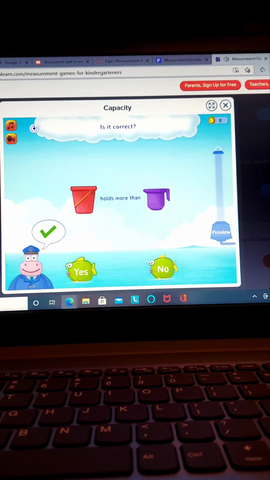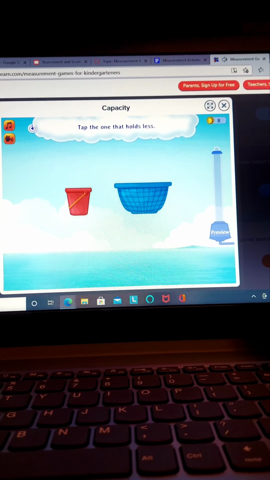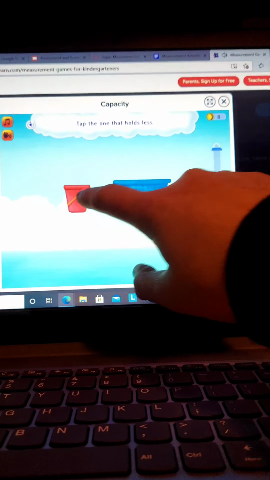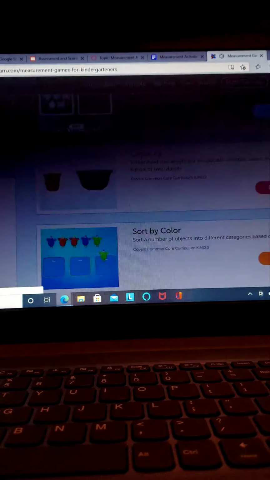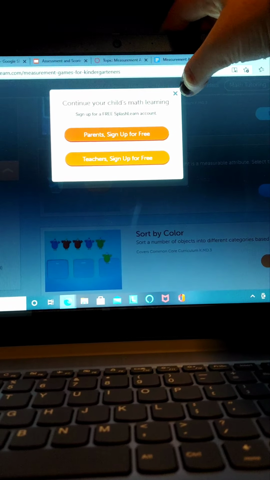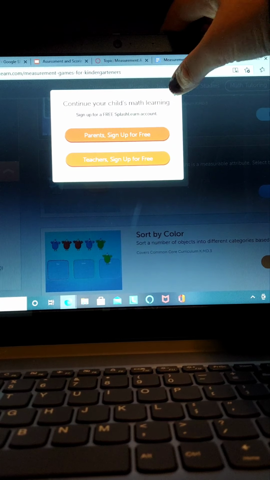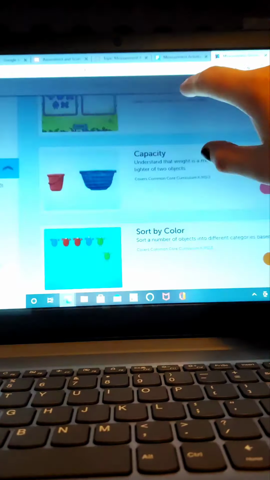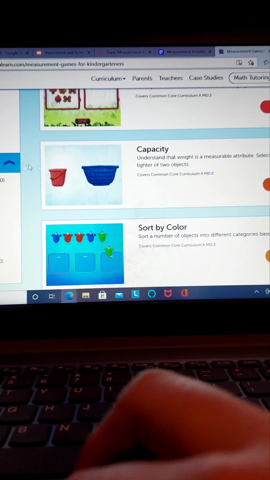Good going. Keeps going. Holds less. On a roll. Okay, and that's where it usually stops me. But, you know, it wants you to sign up. It is for free. I just haven't signed up. But it has a ton of other games.